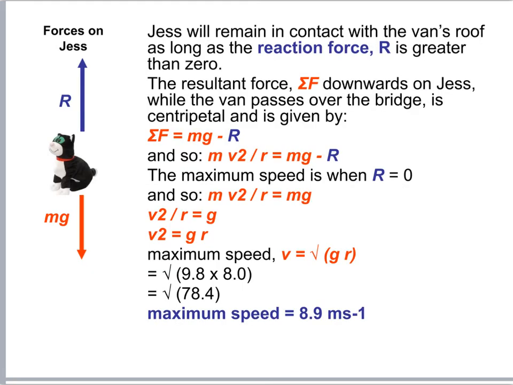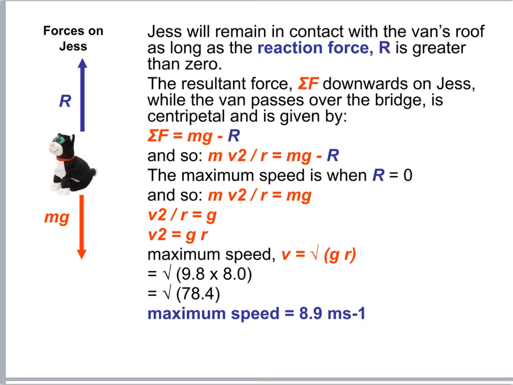So Jess will remain in contact with the van's roof as long as reaction force R is greater than 0, is what I said on the last slide. And we've got this diagram over here to help us think about it. So you've got mg acting down, reaction force acting upwards. Okay, and obviously the centripetal force is going to equal mg minus R.